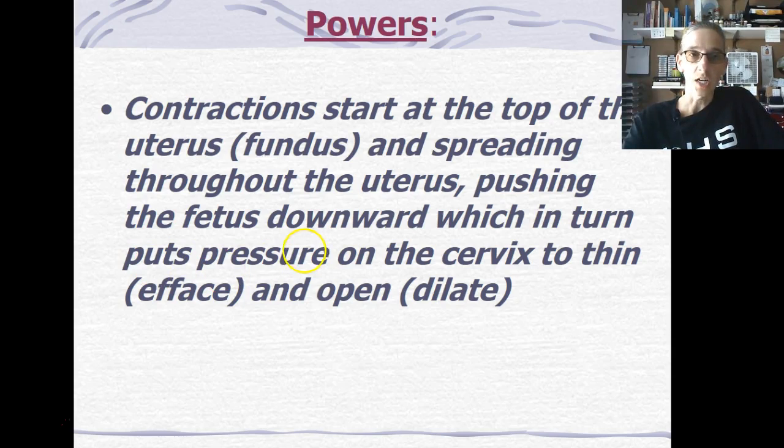Right, contractions start at the top of the uterus and spread throughout the uterus. So they're going to start at the fundus. Remember, the fundus is way up high. They're going to push the fetus downward, which in turn puts pressure on the cervix to thin and efface and dilate the cervix. Okay? Seems very simple. Make sure you understand this concept.